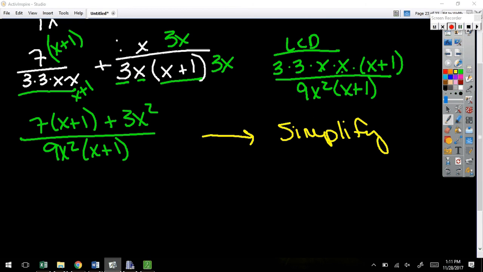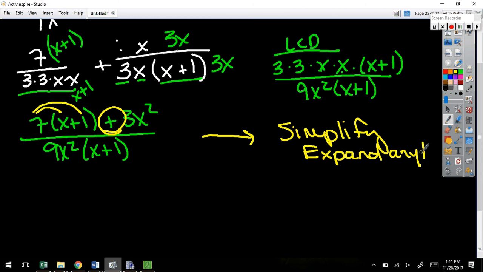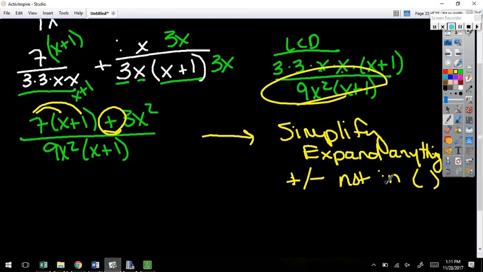No. You would have to divide 3x by 9. I would have to expand the top out, only the top, because the bottom's completely factored. Anything that has a plus or minus not in parentheses, I have to expand. Because this has a plus sitting outside parentheses, I'm going to have to say 7x plus 7 plus 3x squared.